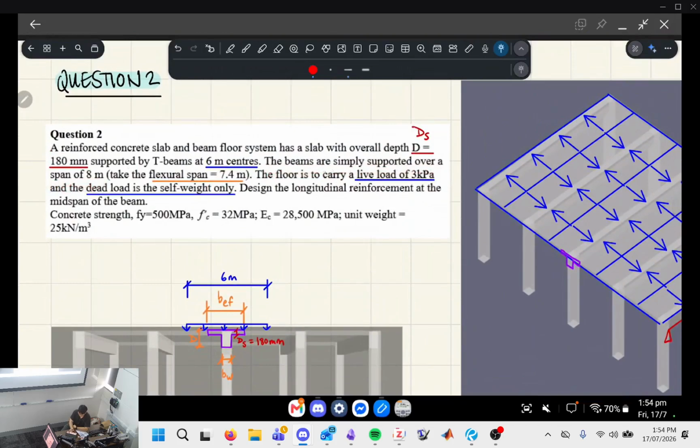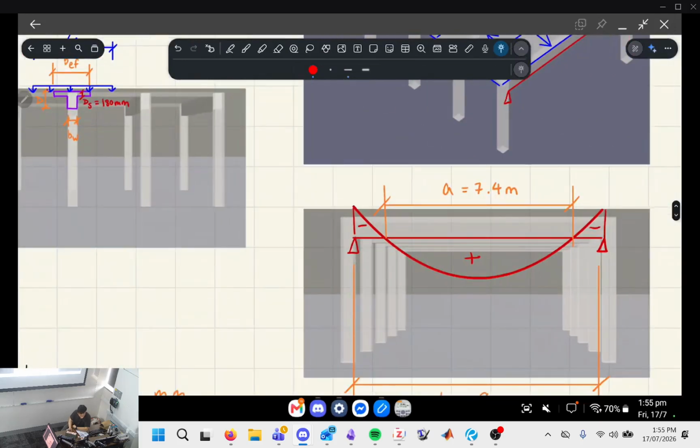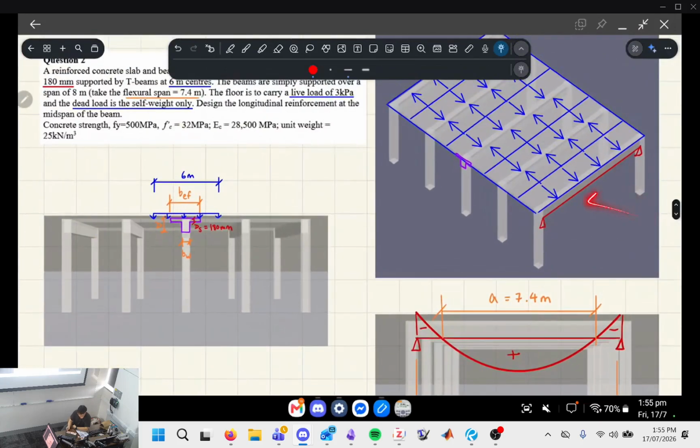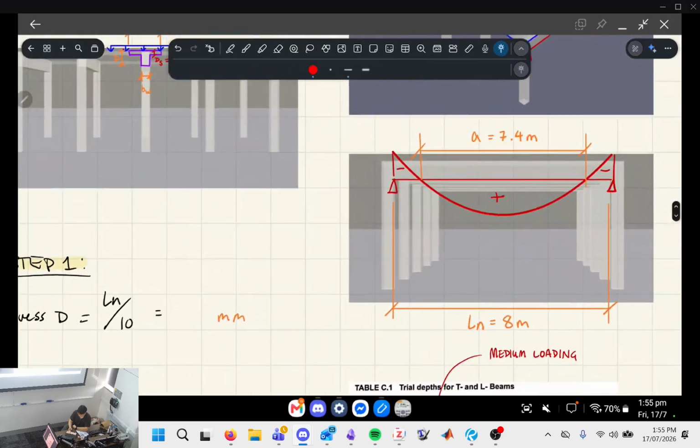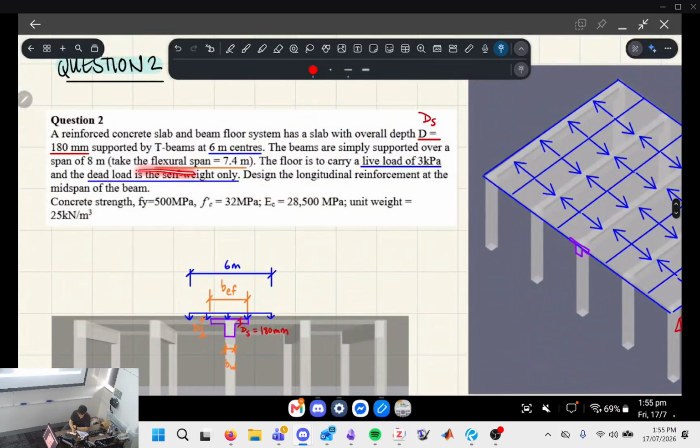Now when we're saying that there's a span of 8 meters, we're not referring to this angle anymore. We're referring to the other angle, so viewing it from this way. Here you can see it's simply supported. The net distance between the edge of that column and the edge of this column is 8 meters, so the clear span. But take a flexural span of 7.4 meters.